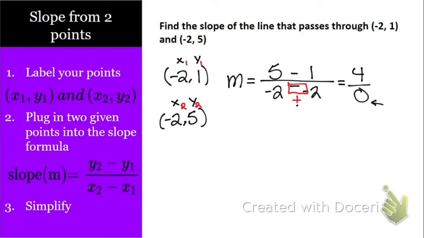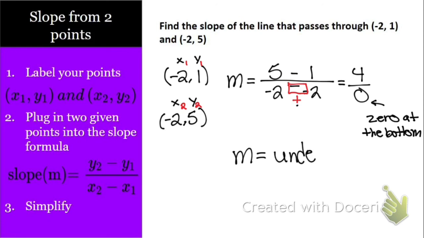Okay. This one's different because now we have 0 at the bottom. And anytime you have 0 at the bottom, it cannot happen. You cannot divide by 0. So this type of slope is important to be able to identify, because when it says identify it, you're going to write m is equal to undefined slope. This is an undefined slope because there's no such thing as 0 at the bottom of a fraction.